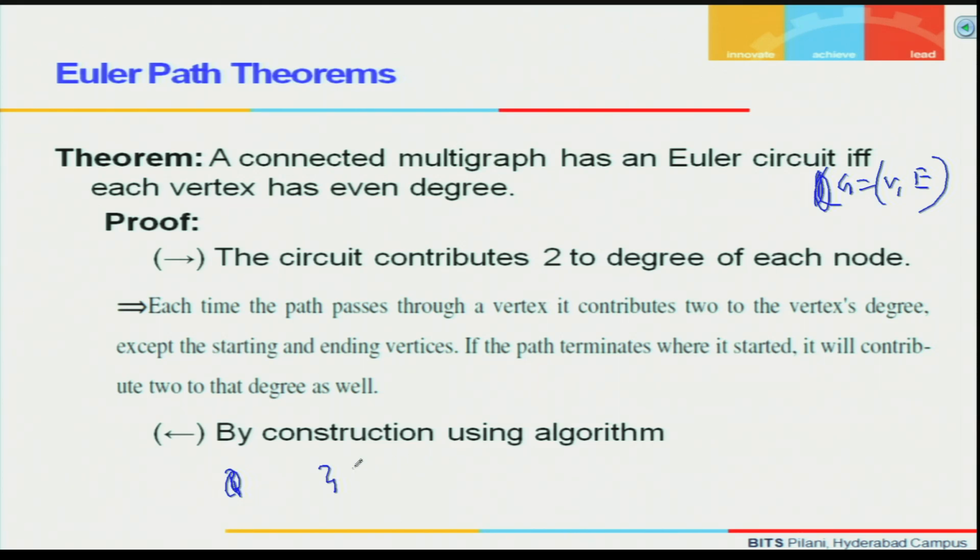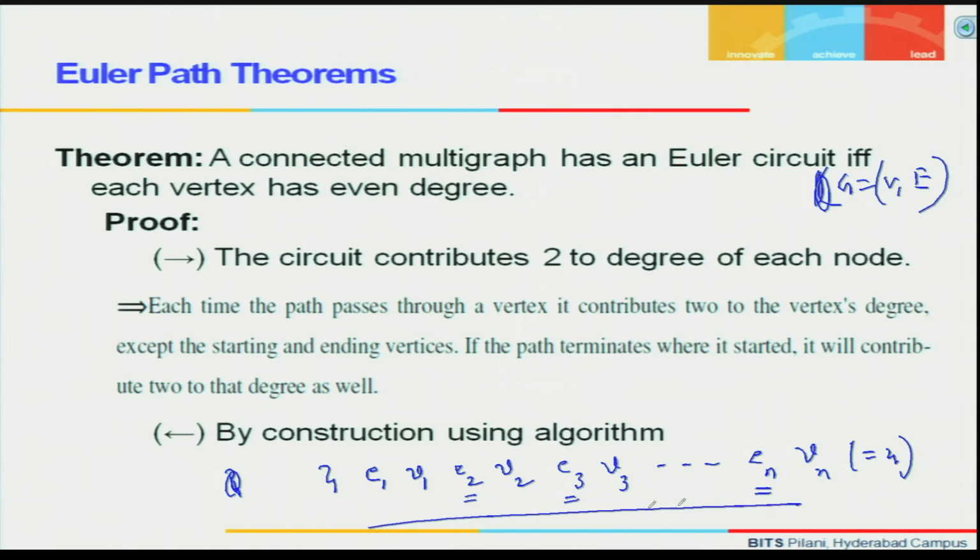Okay, we will write down the path from U. Say you are going to a vertex V1 through edge E1, then E2, V2, E3, V3, and so on, En, Vn, which is the same as U. So you are traversing through exactly all the edges in the graph. All the edges in the graph are being covered over here.